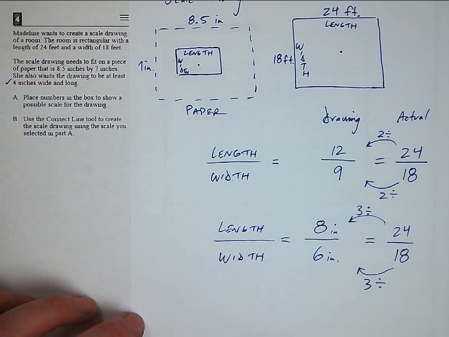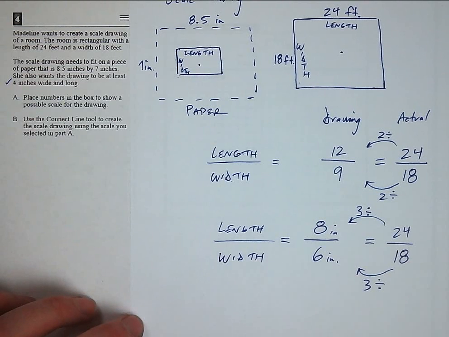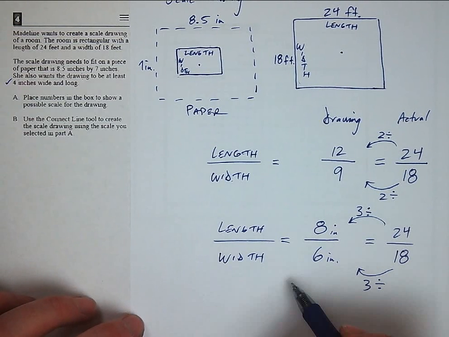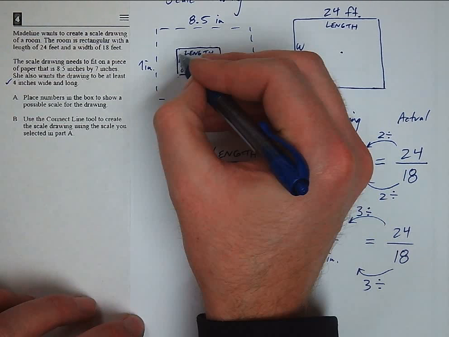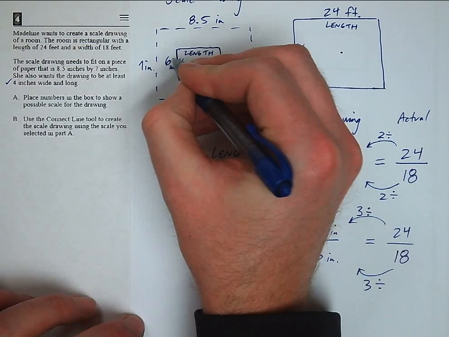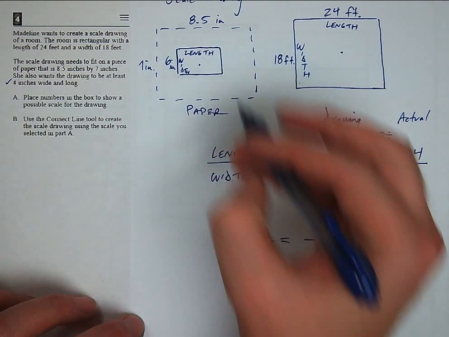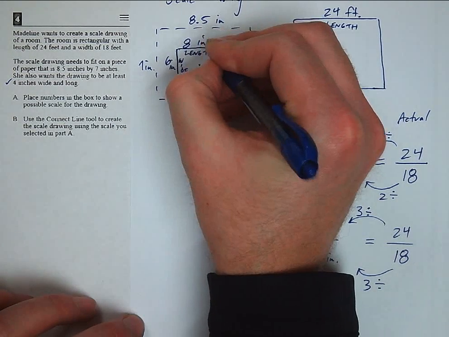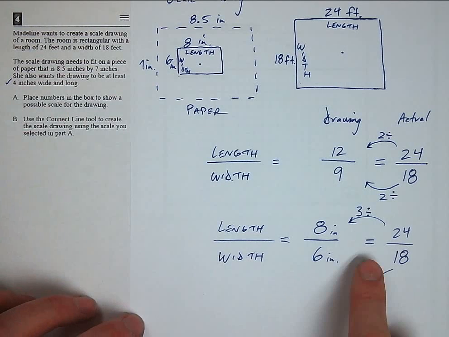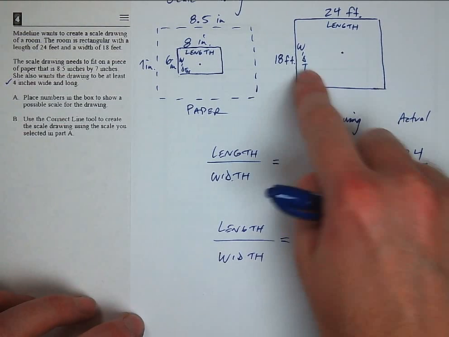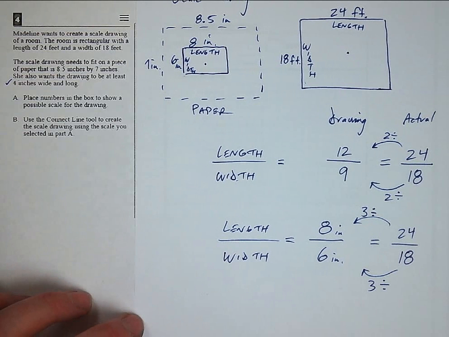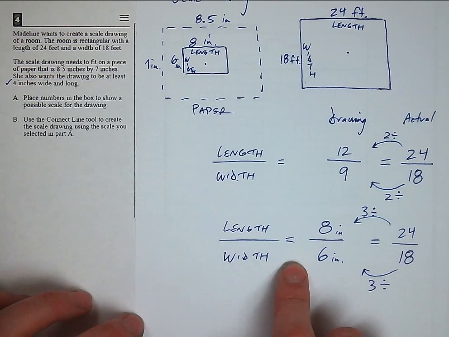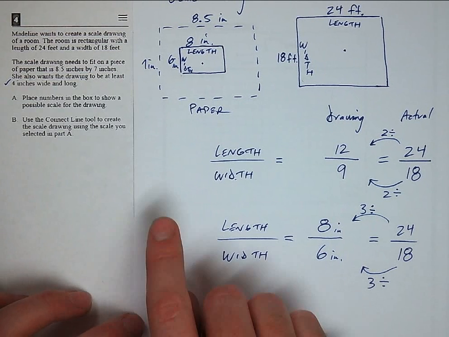That's the first step to solving this problem. Okay, drawing a picture and then labeling your picture. So what's the width? The width up here is 6 inches, and then the length would be 8 inches. And that fits on our paper, and it's equivalent to our actual room's dimensions. These are equivalent fractions. We'll get to the next part about taking this information and putting it onto the computer and drawing on the computer in the next video.